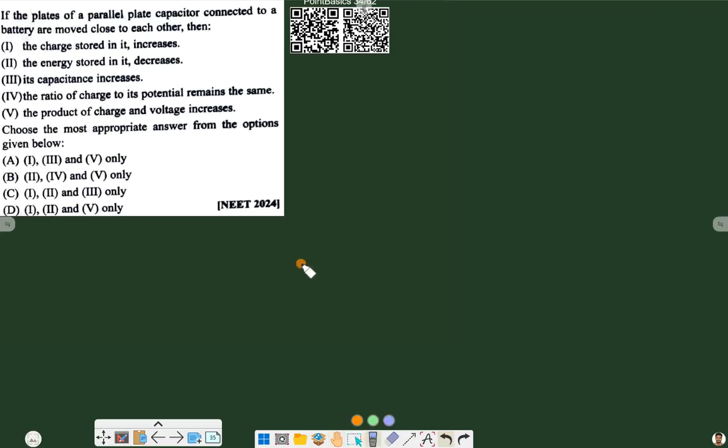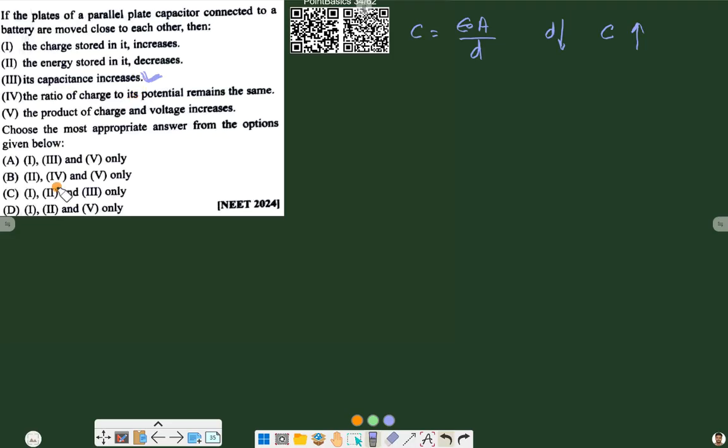Now we have some options, and we have to find out which of the options is right and which is wrong. So it is connected to a battery, and we are moving the plates towards each other. Now we know that for a capacitor, C is given by epsilon naught A by D, where D is the distance between the plates. If we are decreasing the value of D, C is increasing, so capacitance is increasing. So option 3 should be right. So option 3 is right, capacitance increases.